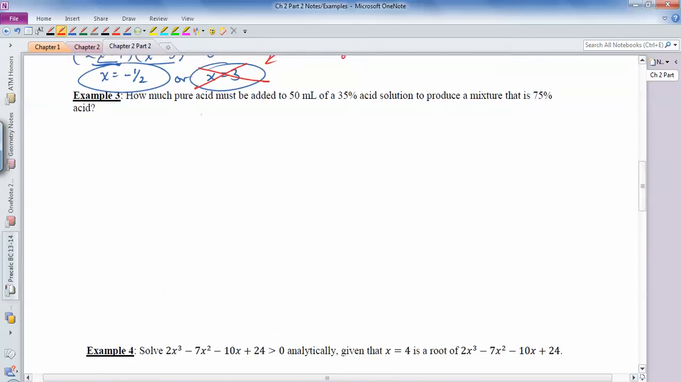So how much pure acid has to be added to 50 milliliters? Oh, by the way, I realize that for those of you who are in chemistry, there's really no way of actually getting something that's 100% pure acid, but whatever.